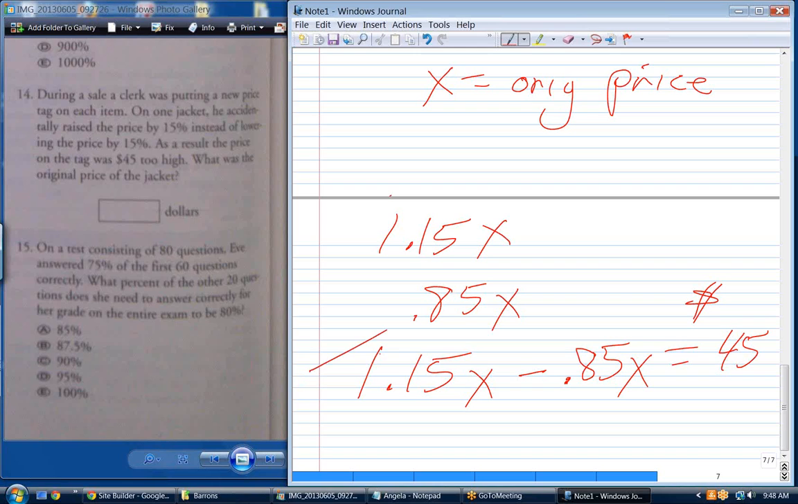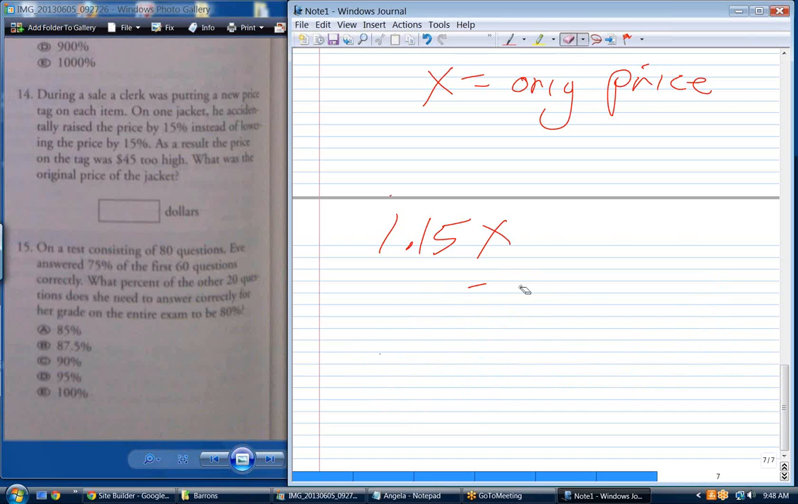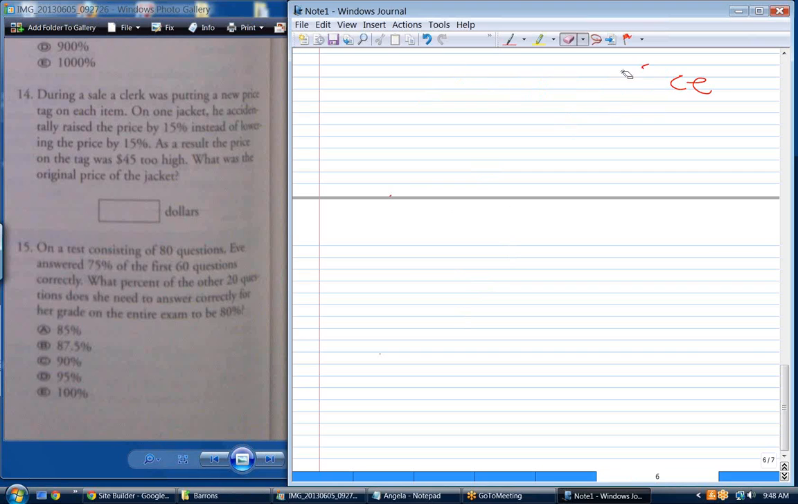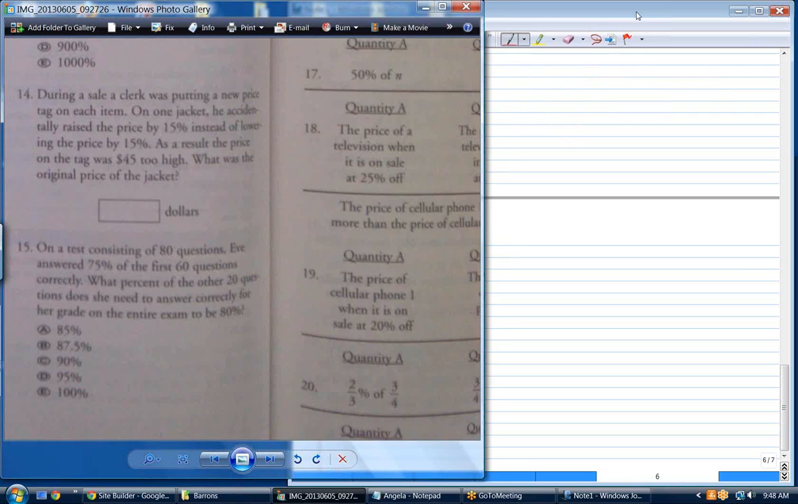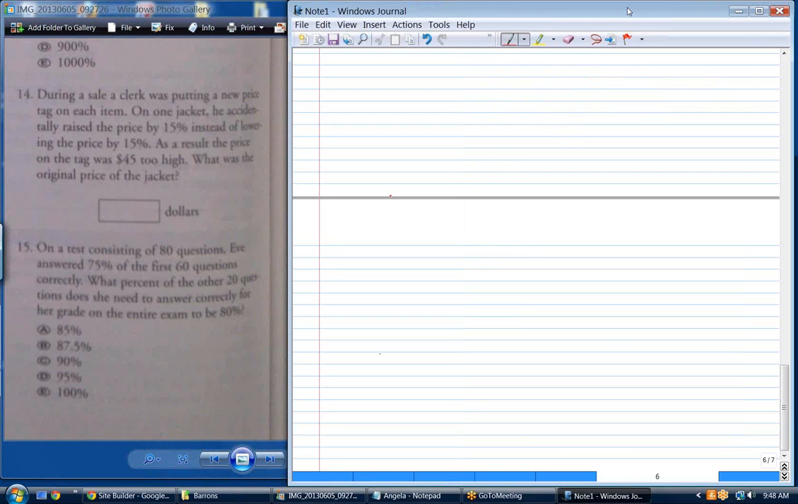So you know how to solve that equation? Easy enough? Yes. Okay, number 15. Wow, this is another difficult one.